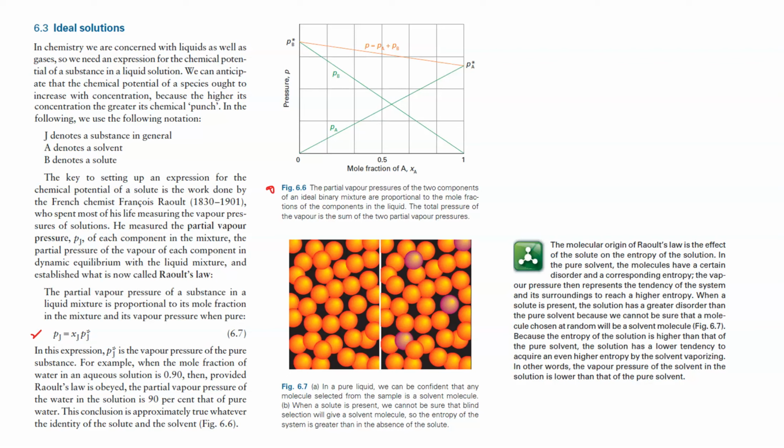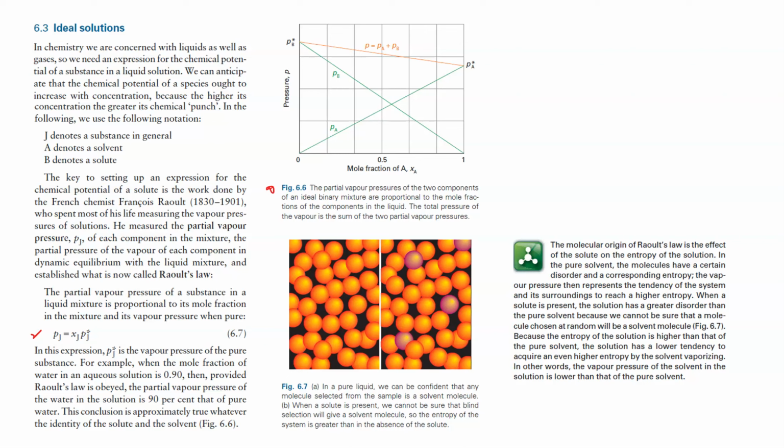Because the entropy of the solution is inherently higher than that of pure solvent, the solution has a lower tendency to go to a state of higher entropy because the delta is inherently lower. Yet, when it goes into vapor, it's the same general level of entropy.